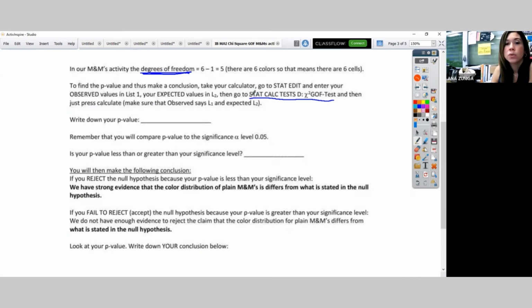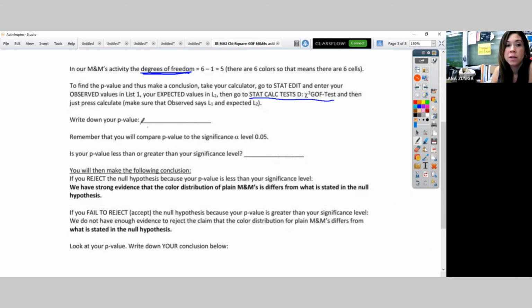Okay. So when you go to stat calc test, it's going to ask you, where did you put your observed? List 1. Where did you put your expected? List 2. And then it's going to tell you how many degrees of freedom. So you're going to write down 5 because there were 6 colors, and 6 - 1 is 5. And then that's it. You're going to go ahead and press calculate, and it's going to give you a p-value.